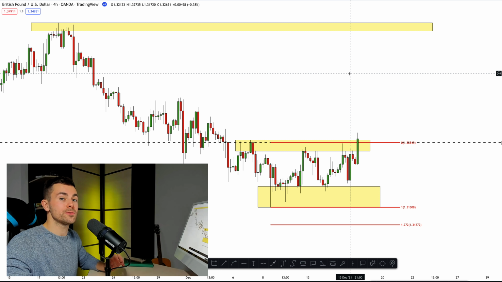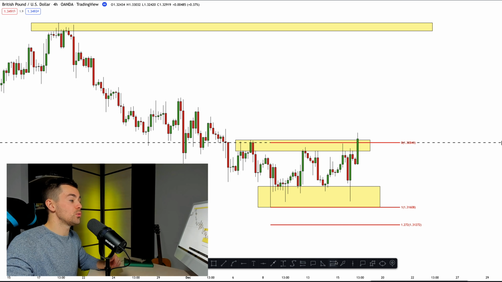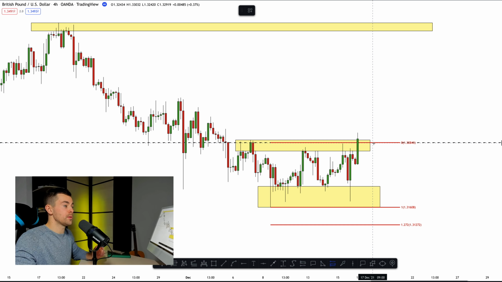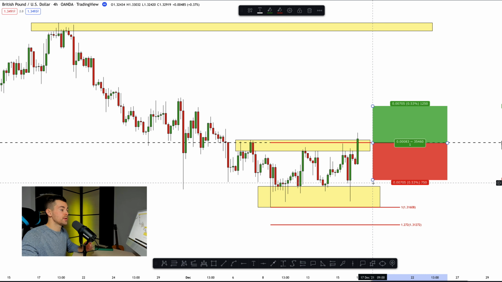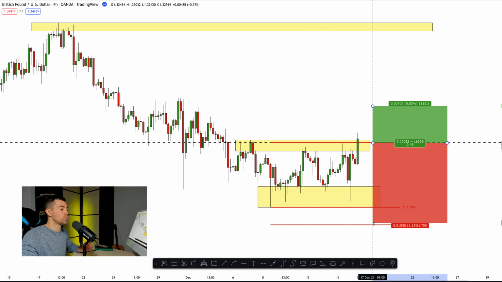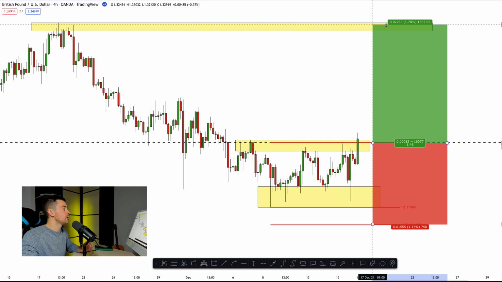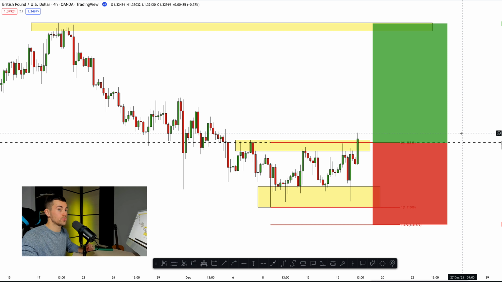So from a current perspective, we have our entry level, we have our stop loss, and we have the target level. So we can project our trade. Buying the market from here, setting our stop based on the 1.272 extension, and setting our target right here, we have almost 1.5 risk to reward.